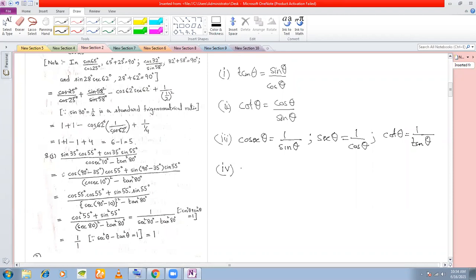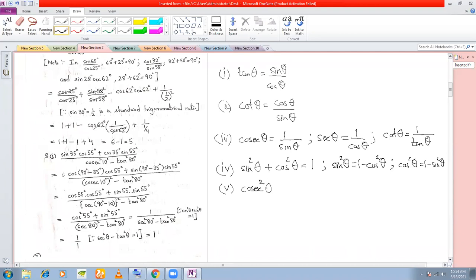Next, you will require the square relations. Sin square theta plus cos square theta is equal to 1. Also, try to remember the other forms. You can write sin square theta is equal to 1 minus cos square theta. We'll be using this directly. And you can write cos square theta is equal to 1 minus sin square theta. All the three forms, it is better you remember.